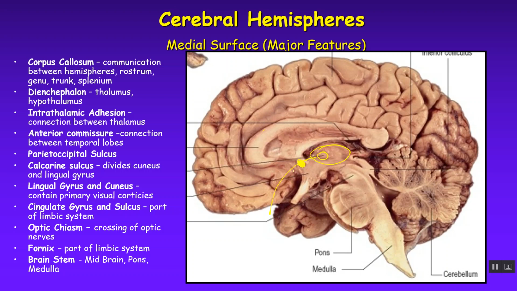And that connects the temporal lobe on one side, and it crosses over to the temporal lobe on the other side. So it's a little connecting white matter tract between the two temporal lobes. So that's the anterior white commissure right there.